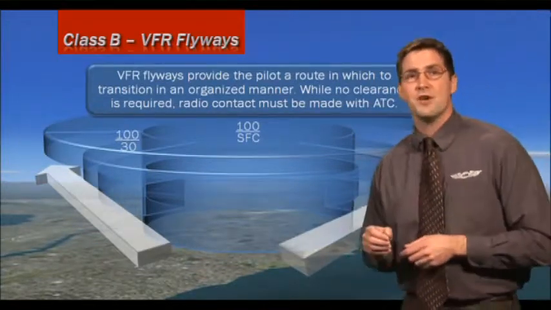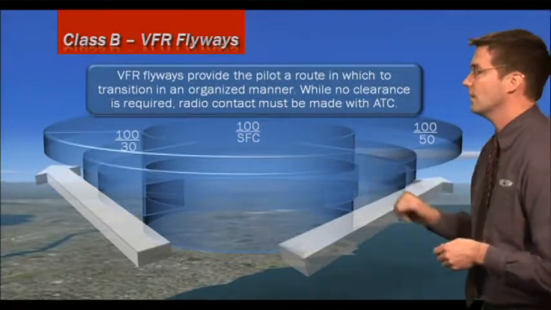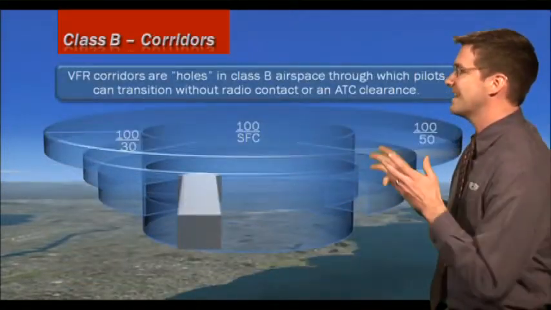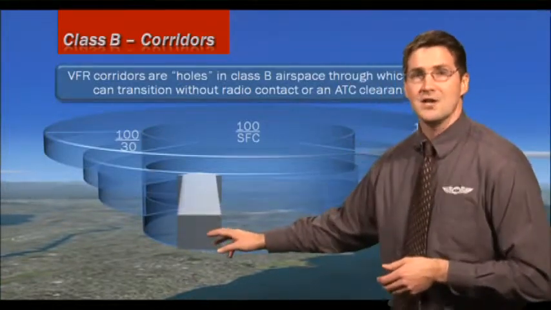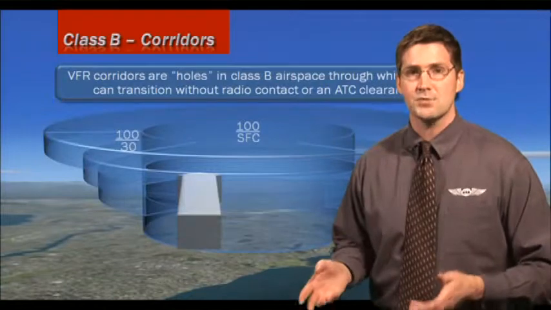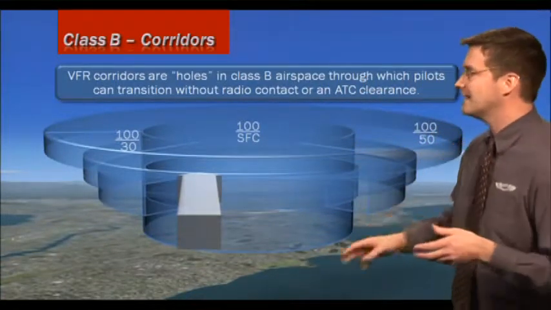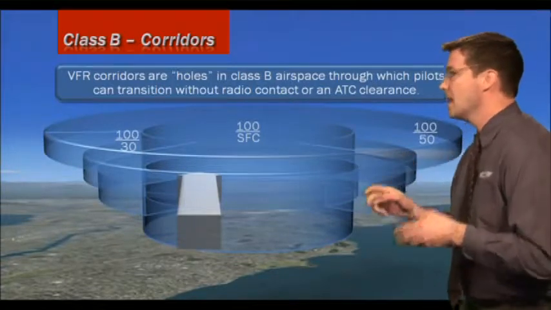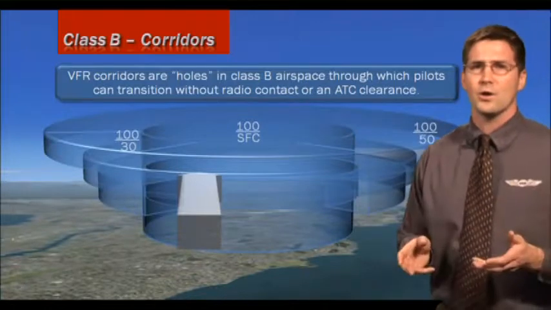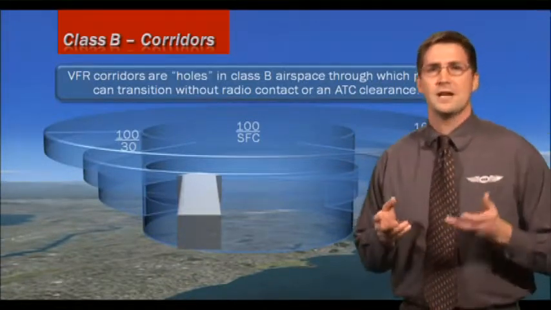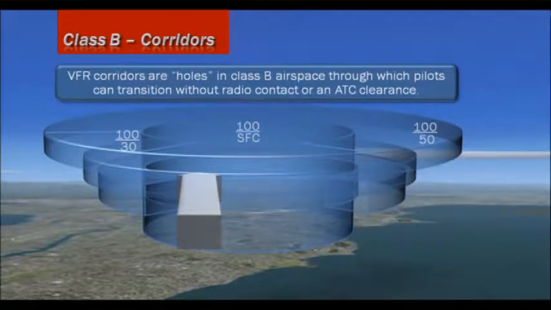Now, another type of VFR route associated with Class B airspace is a VFR corridor. A VFR corridor is like a tunnel that goes right through the center of Class B airspace. It allows pilots to transition Class B airspace without receiving a clearance and to enter the Class B airspace provided that the weather is at least VFR. You must have an appropriate Class B chart to fly in a VFR corridor, and you must comply with all charted altitude, speed, and other restrictions while in that VFR corridor.